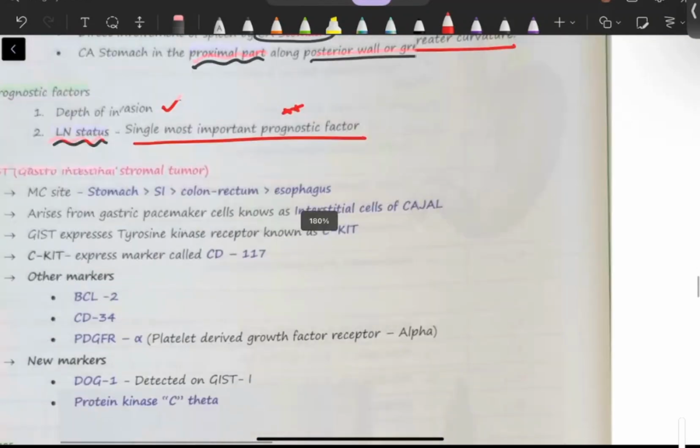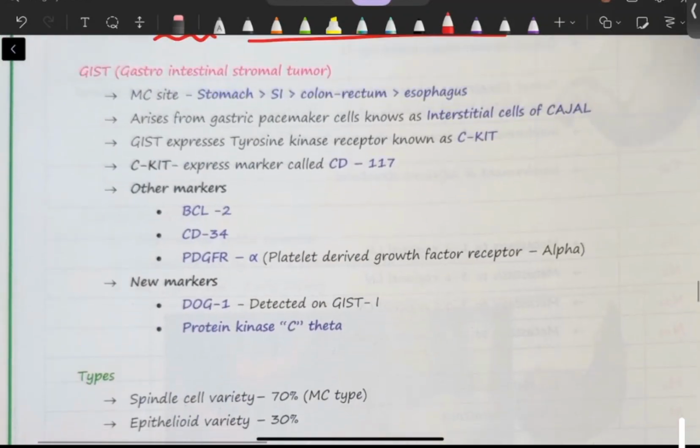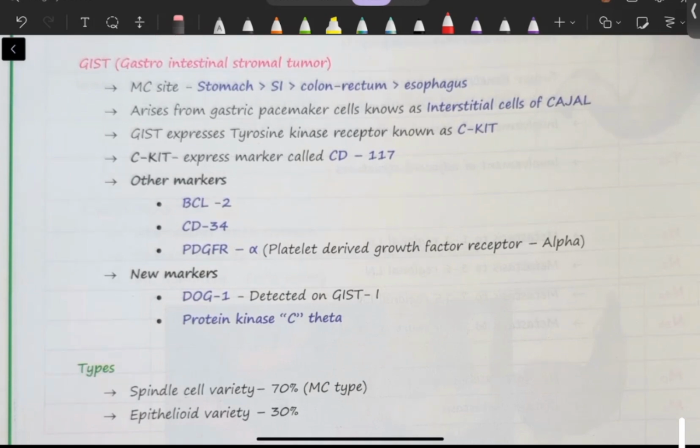Today we will start with other stomach tumors, the most important one being gastrointestinal stromal tumor. The name itself suggests it is related to the gastrointestinal system and arises from the stroma, and it is a tumor. Where is the most common site? Just like the name suggests, it can arise from the stomach or from the intestine.